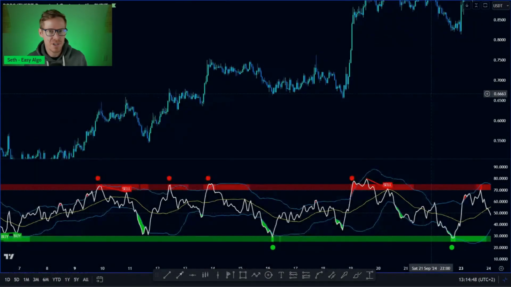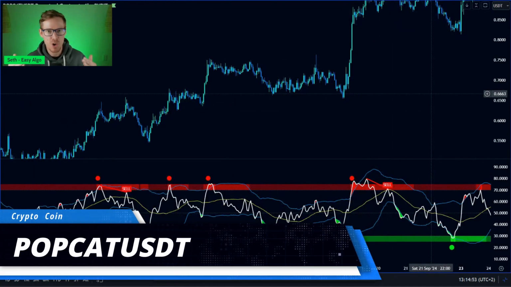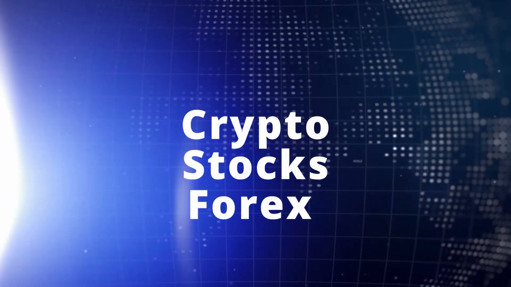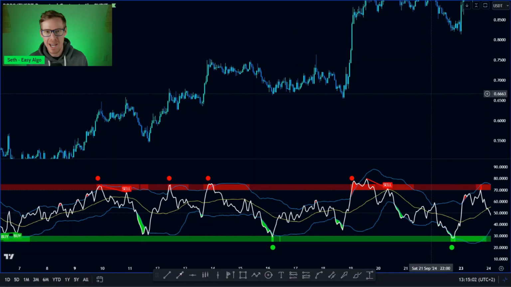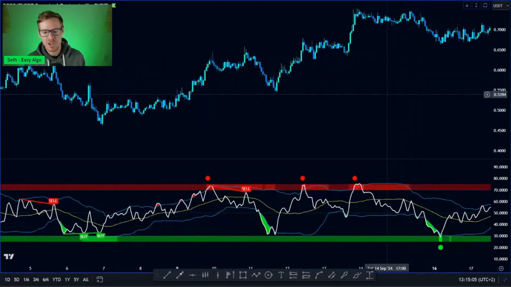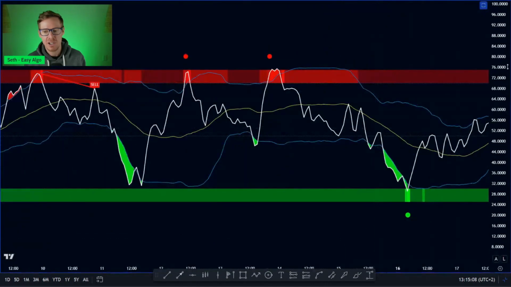All right, we're on the chart now, guys, and I'm looking at a token, PopCat USDT. It is a crypto coin, but you can use the TDI X to trade any asset: crypto, stocks, forex, indices. It doesn't matter what it is. If it has a chart, you can trade it with this tool. So if I just open the TDI X, you can see all our features we've got here.